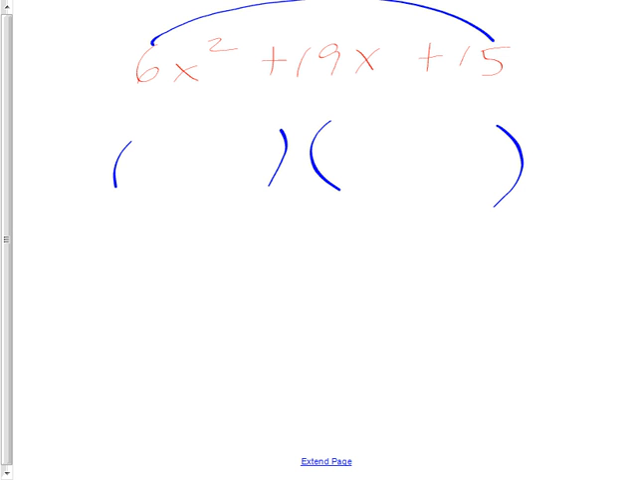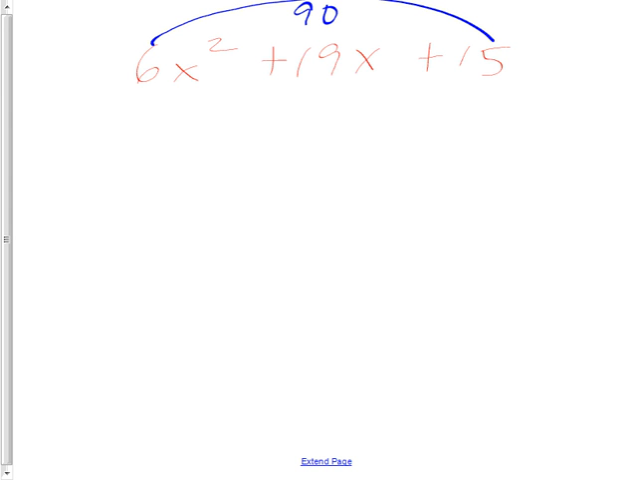6 times 15. It might take you a second. 6 times 15. What is it? 90. Good. The question becomes, what multiplies to 90 and adds to 19? What multiplies to 90 and adds to 19? 10 and 9. Do you get that? Okay. So here's how it works.